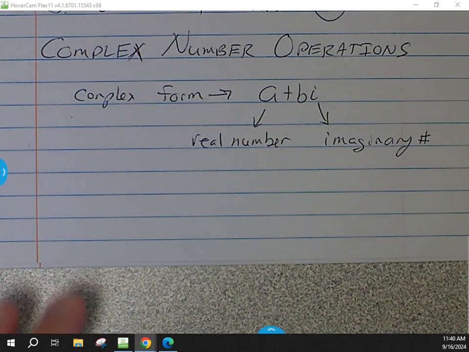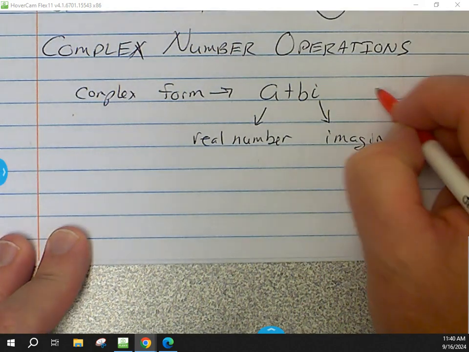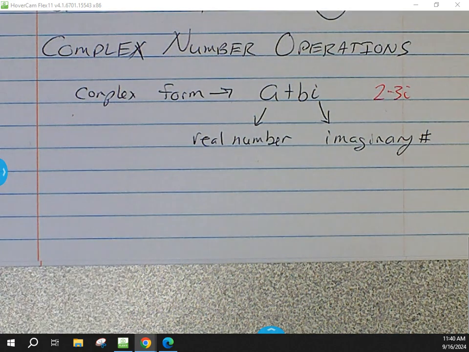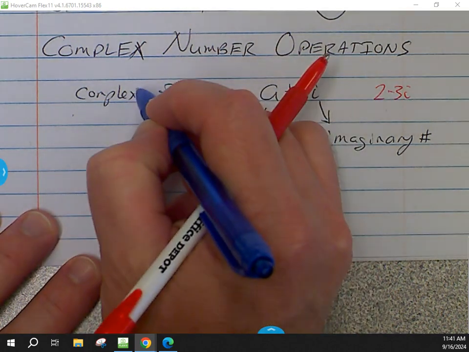So if we're talking about something like this, just an example of it, this could be like 2 minus 3i. That they'll put the real number part of it first, they'll put the imaginary number part of it second. If you switch it up and put the i first, it's still okay. But they say, all right, if you're going to actually write it in what they call complex form, you always put the i part of it at the end of it.